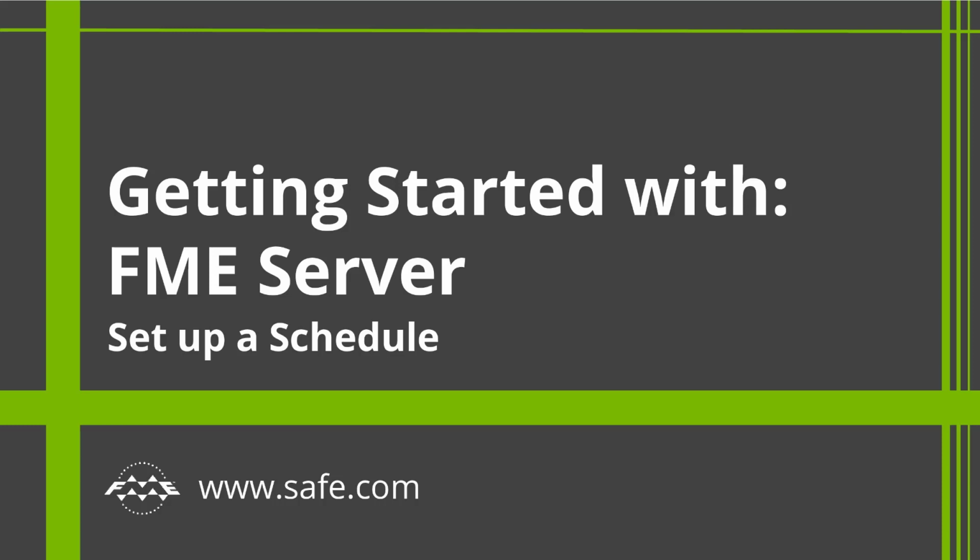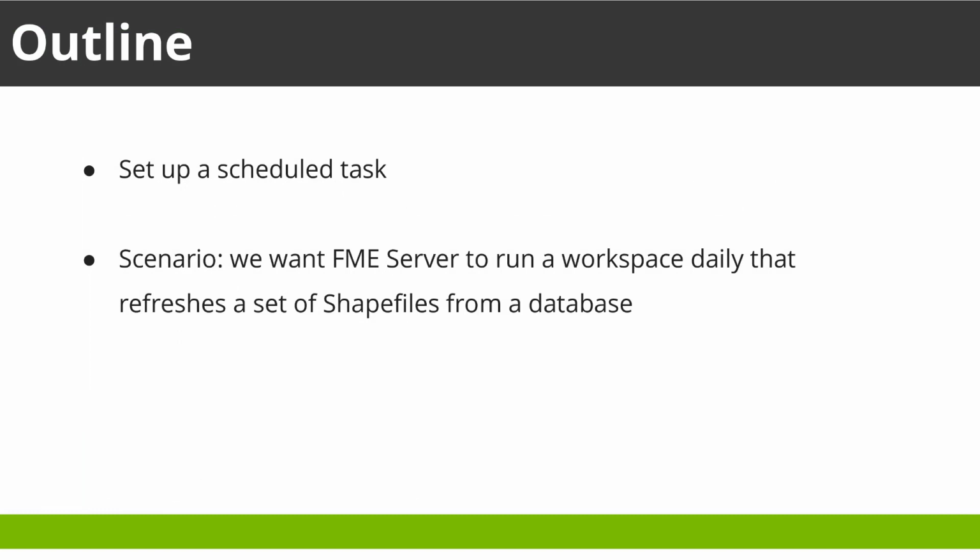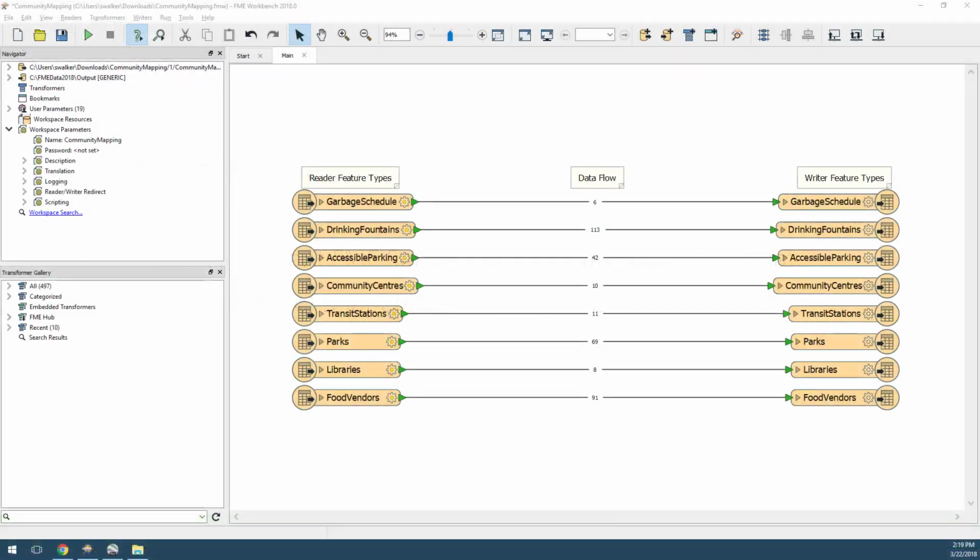Let's learn how to set up a scheduled task in FME Server. In our scenario, we want FME Server to automatically run a workspace that extracts data from a database and refreshes a set of shapefiles on a daily basis. We'll make use of this community mapping workspace already published to FME Server, which reads layers from a file geodatabase and writes out to one of 4 formats.